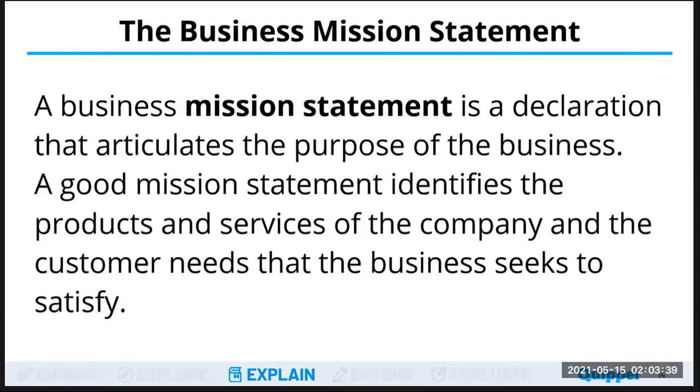So for the business, a mission statement is a declaration that articulates the purpose of the business. A good mission statement identifies the product and services of the company and the customer needs that the business seeks to satisfy. Yan, ano ba yung purpose ng business natin? Ano ba yung mga gusto nating gawin? Yan. So ito yun, isa rin to sa tinatawag na short-term goal. While yung vision, long-term goal yon.